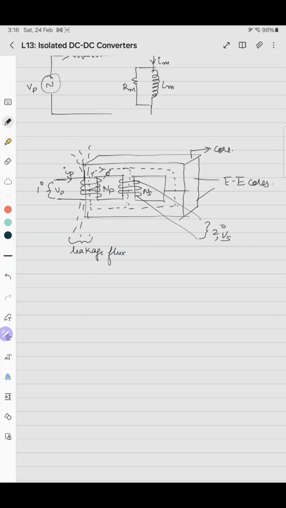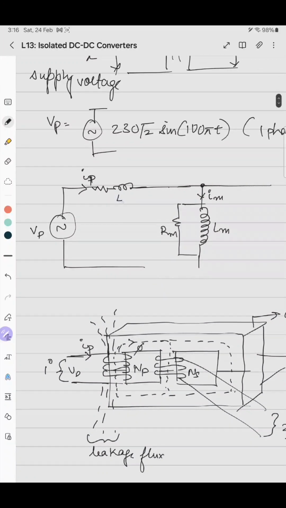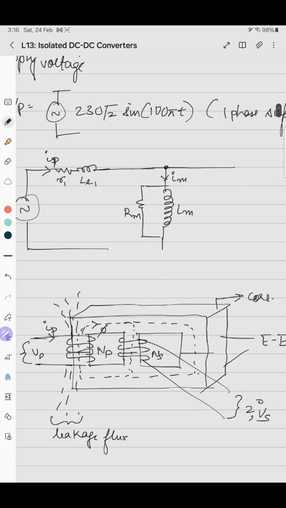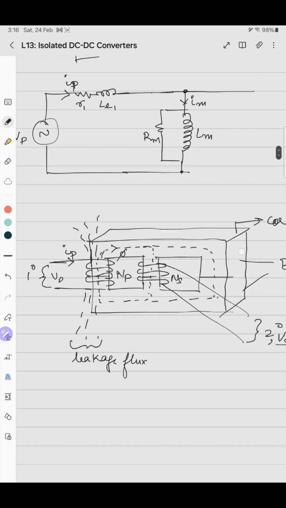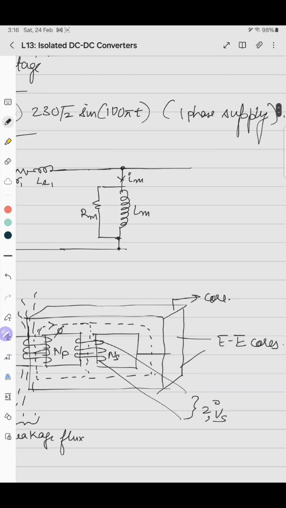The component used to represent this leakage flux is the leakage inductance LL1, at the primary end. Similarly, every wire has a resistance, so let's say this is R1. Then some current is drawn to magnetize the core, so that current is represented by this. It can be L mu, this can be R mu, or this Im or I mu. Then comes the turns.